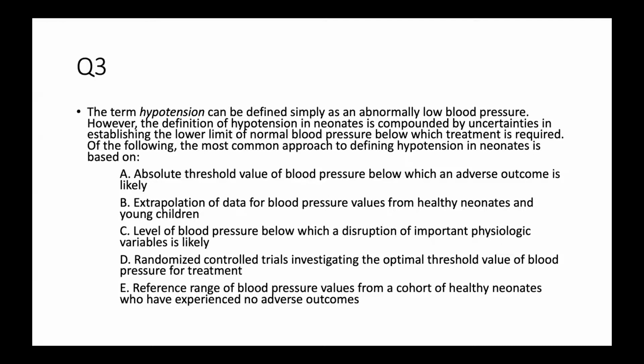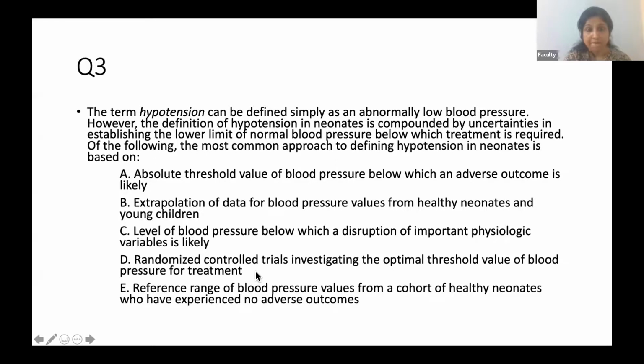Level of blood pressure below which a disruption of important physiological variables is likely. It has come out with a cohort of others. Someone else will say so, because this is the most controversial definition, but it has come up with a reference range of blood pressure values from a cohort of healthy neonates who have experienced no adverse outcomes. And so below that is how you have defined hypotension.